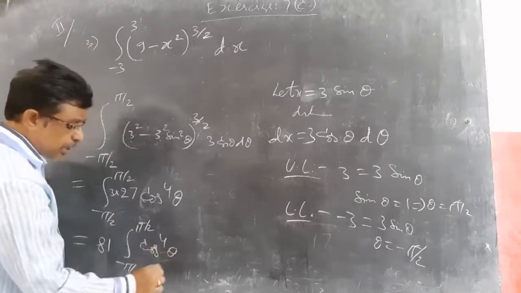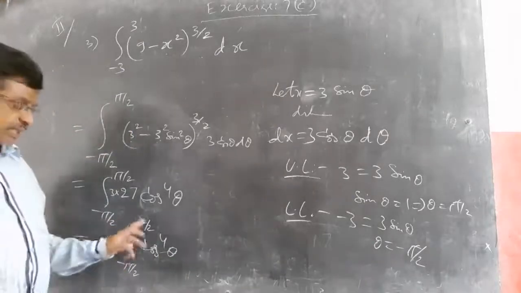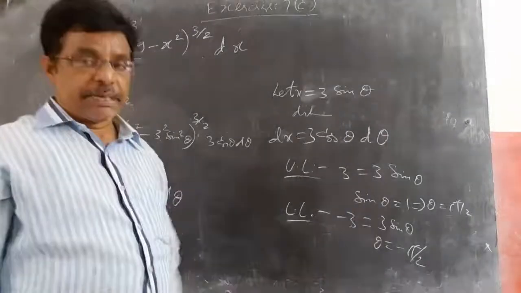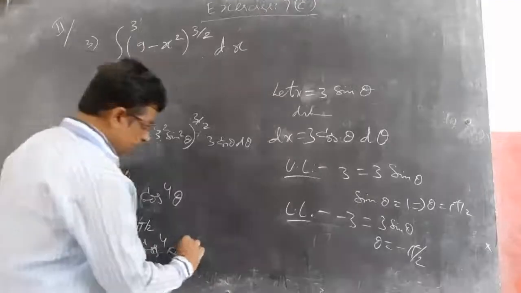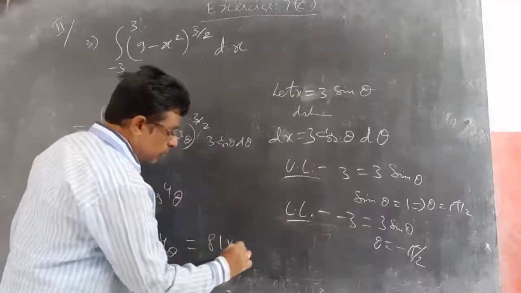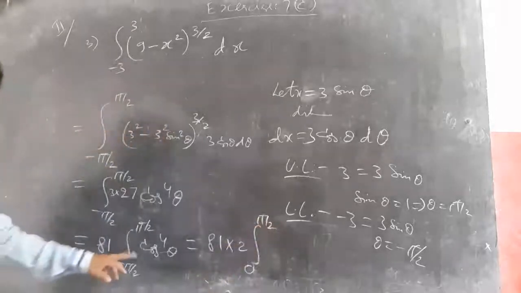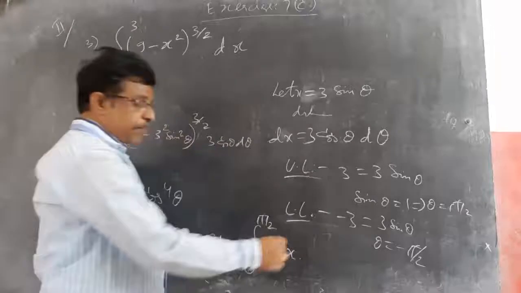Now cos power 4 theta I have, but limits minus a to plus a. If it is an even function, it is 2 into 0 to a. If it is an odd function, I can write simply 0. But cos power 4 is an even function, so I can write 2 into 0 to a. So 81 into 2 into integral from 0 to pi by 2 of cos power 4x. Now I can apply the reduction formula.